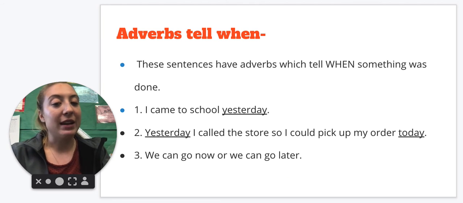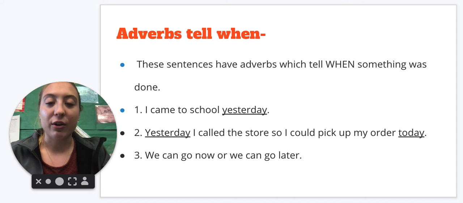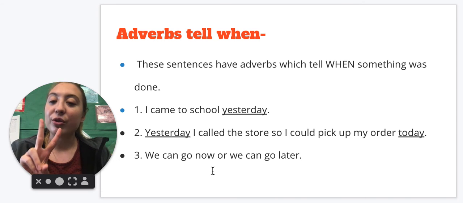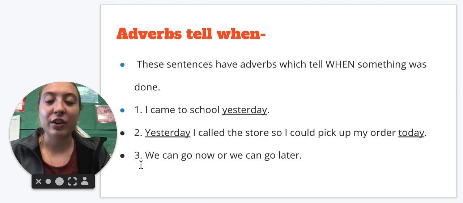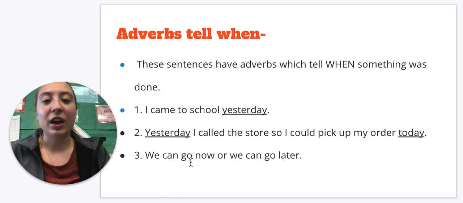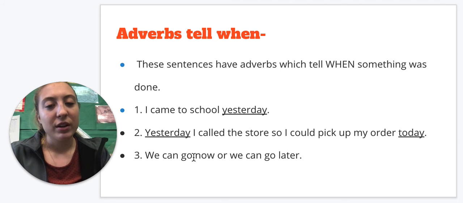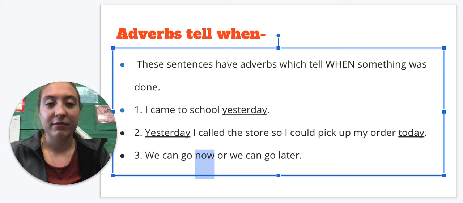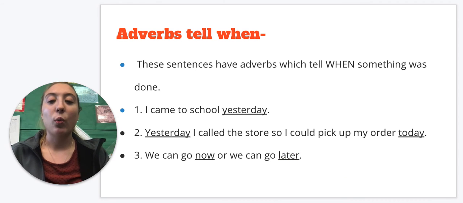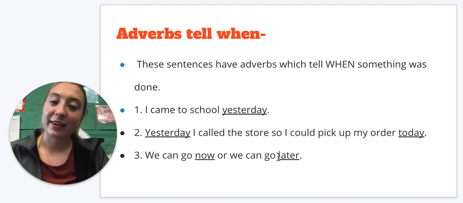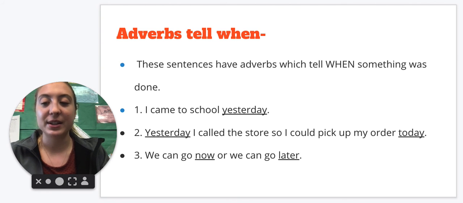Number 3, we can go now or we can go later. So again, 2 verbs, can go. So let's look at the first one. We can go when? When can we go? Now. So that's saying when. Or, now we have another verb, so let's ask a question. Or we can go when? Later. So that's going to be our adverb, saying when something was done or when we can do something. We can do it now or we can go later. So that's going over our when adverbs.